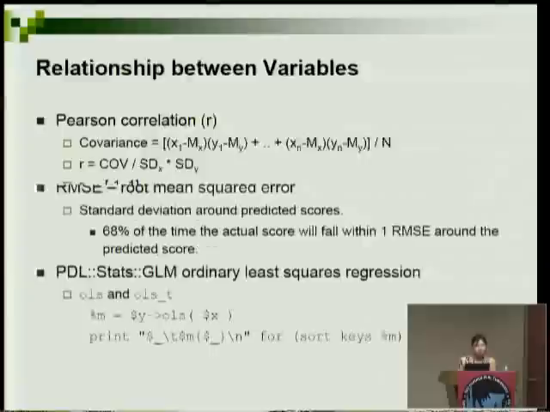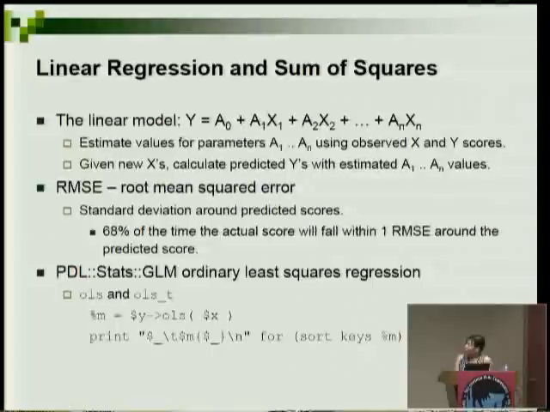Now that leads me to this, the linear regression and sum of squares. It's a little bit of a busy slide, but it's actually really simple. People here have probably used it already. The linear model is just that you have a dependent variable y you're trying to predict, and you have an intercept, a0, plus a number of independent variables, the x's. You estimate the parameter values from past observations. Then when a new number comes in, you know the x's, and you've already estimated the a's, so you can calculate the predicted scores for y.